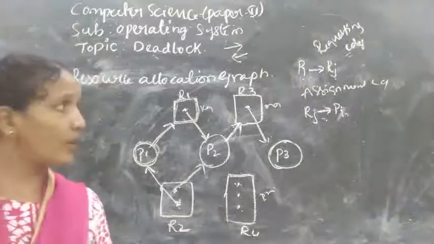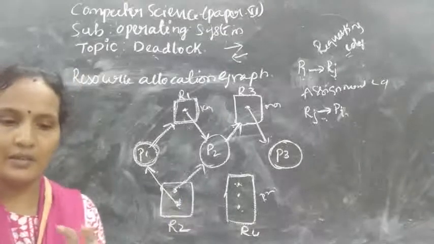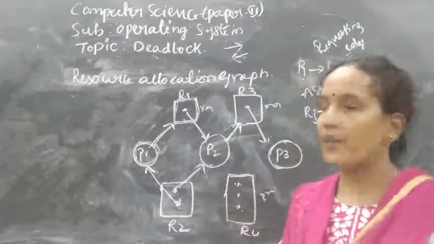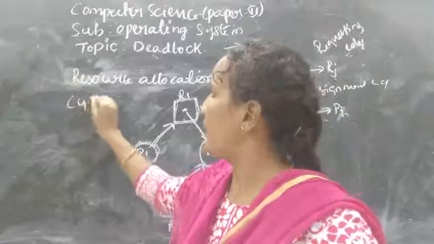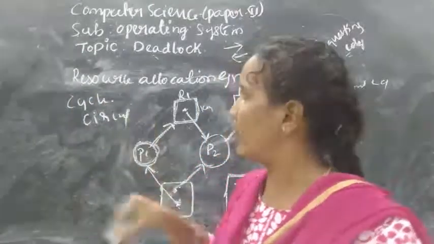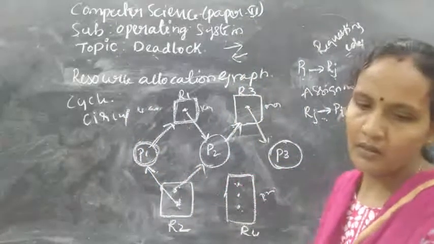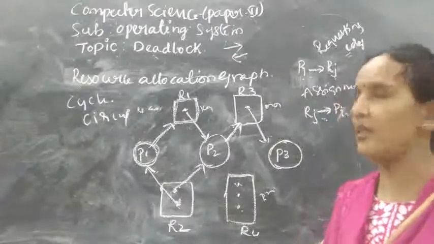Now, using the resource allocation graph, you can decide whether there is a deadlock in the system or not. You need to check for a cycle. Already I have said circular wait. If there is a circular wait, then you can say that there is a deadlock. So you need to check whether there is any cycle or not.